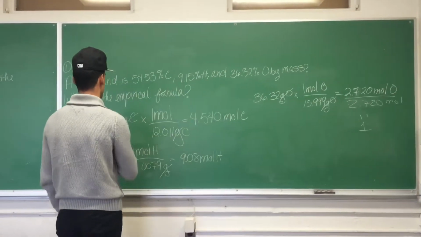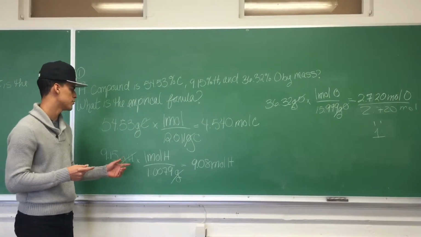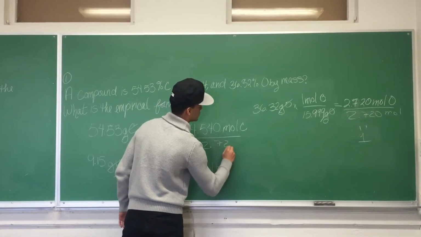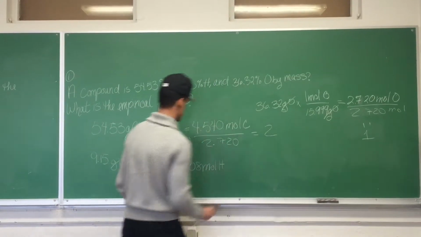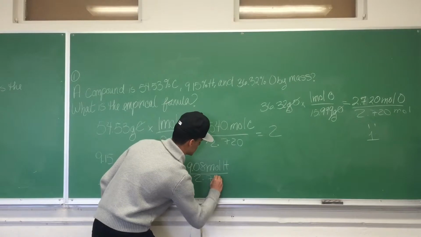And we're going to do the same thing for carbon and hydrogen. So we're going to divide by 2.720, which will give you 2. And the same thing for hydrogen, 2.720.